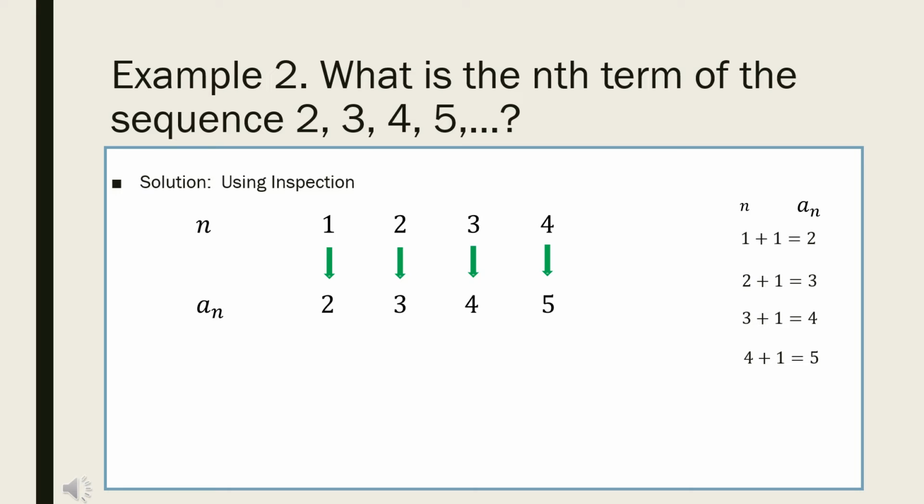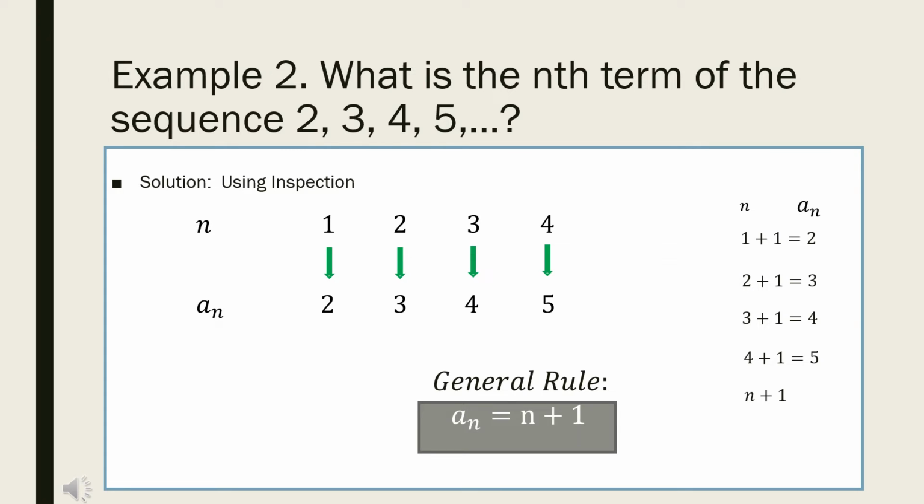From there, we can establish the general rule. So, if it is n or any number, our general rule is just n plus 1. So any number added to 1. So in writing, we will have a sub n is equal to n plus 1. And that is our general rule.